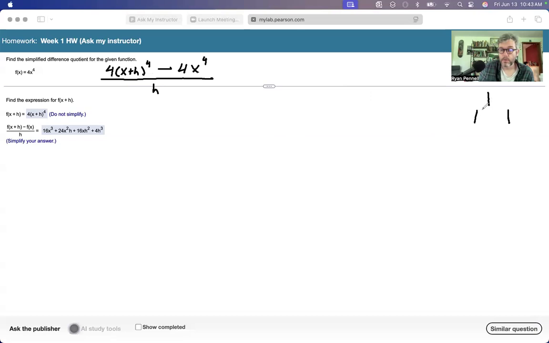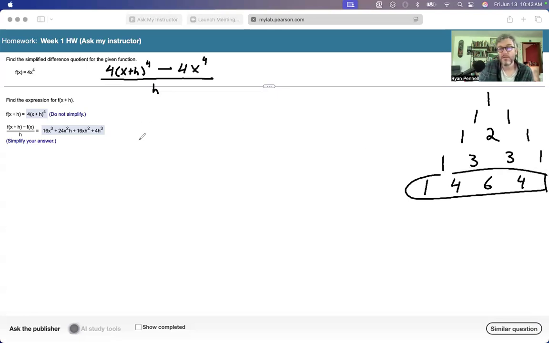So you start with one and then one, one, and then you add those two together, you get two, and you always get one on the outside. One, these would give me three, these would give me three, and I always have one on the outside. And here's where we are. So 4, 6, 4, and 1. Okay, so those are the coefficients I need to expand this. You don't have to use this technique if you don't want to, but it's helped me over the years, so you're welcome to it.